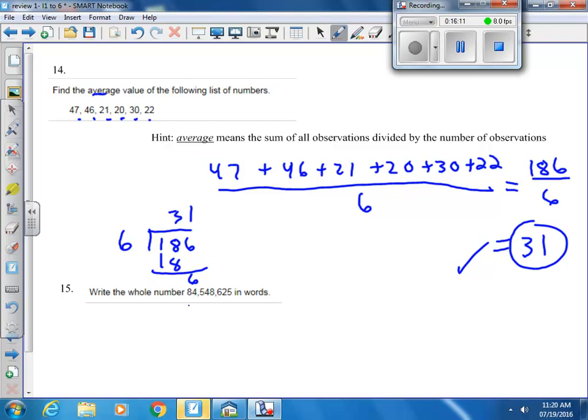Okay, this one says to write this number in words. That's awkward because whoever writes a check for that amount of money. So just think about place value: ones, tens, hundreds, thousands, 10,000s, 100,000s, million, 10 million. So we know we're out in the million spot, right? So 84 million. Pretend you're writing a check, basically. That would be nice, huh? 84,548,000.